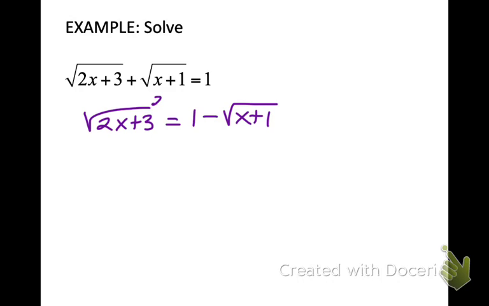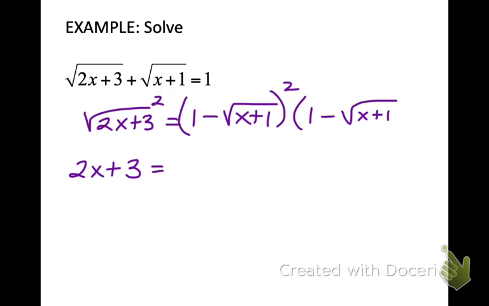So now when I square the left side, we get 2x plus 3 is equal to, now here's the tricky part, when I square this, I'm going to have to rewrite this twice and FOIL. Oh, the whole thing? The whole thing. Why can't you subtract 1 after you do the squaring of the 2x plus 3? Because I have to square the whole thing.